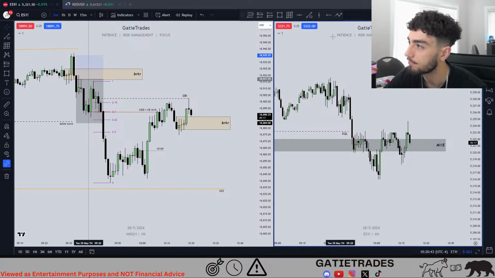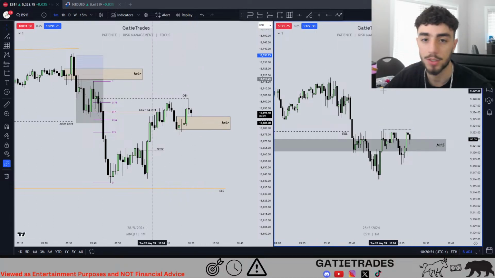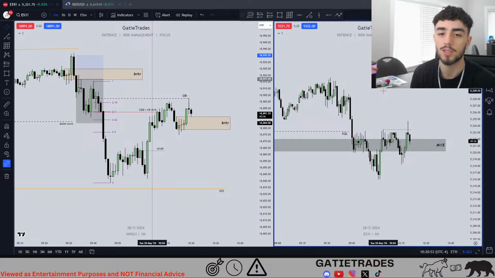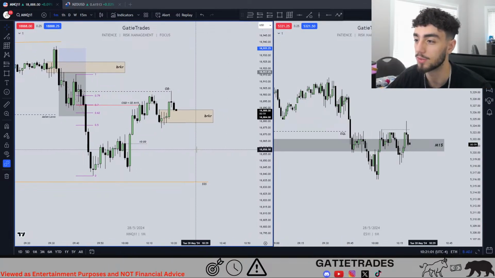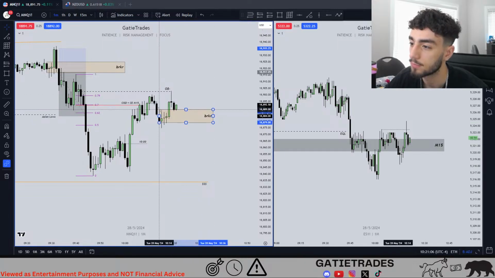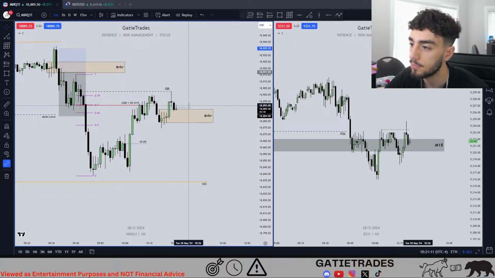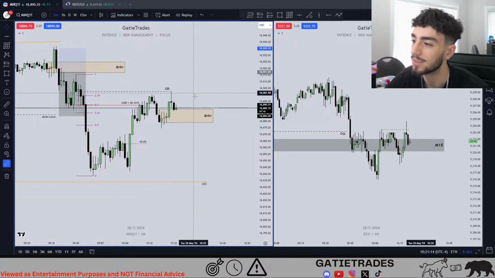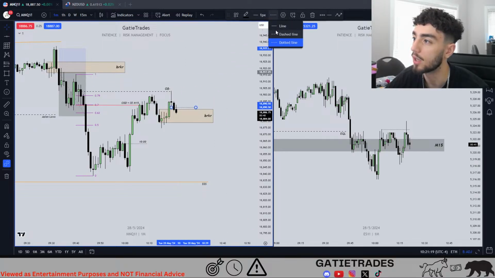Remember, the SMT only really is valid if it's at a key level. The markets want to stay in sync, right? If we inverse this, I'm going short on the breaker that forms here. So far, we're respecting 50%, but the markets want to stay in sync. So if you see an SMT randomly at the highs, a lot of the time it's going to get broken.